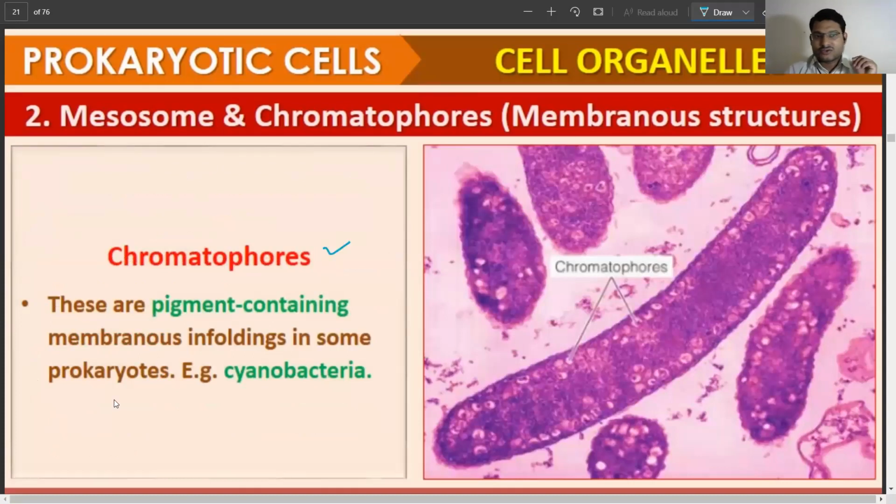Now this chroma here refers to color, of course. And when we talk about chromatophores, we are talking about pigment containing membranous infoldings. These are found in, for example, the cyanobacteria, also known as the blue-green algae. You all know about that.